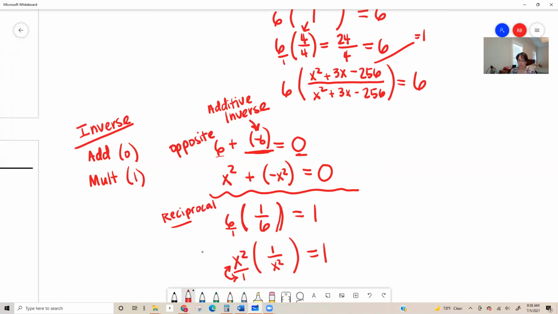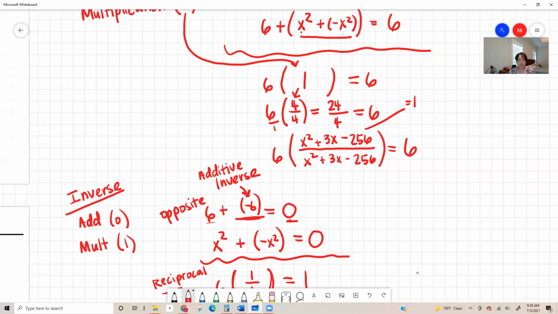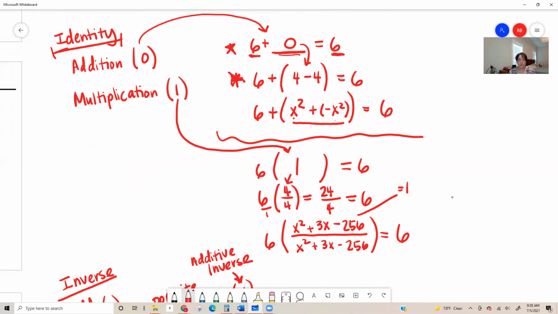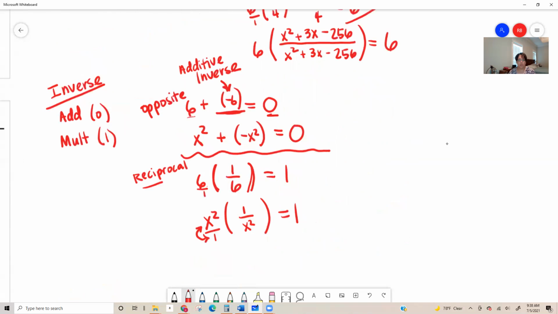All right, so that is your inverse and your identity, okay? So just remember that the identity is you start and end with the same number, okay? The inverse is that you're adding 2 numbers to get 0, or you're multiplying 2 numbers to get 1.